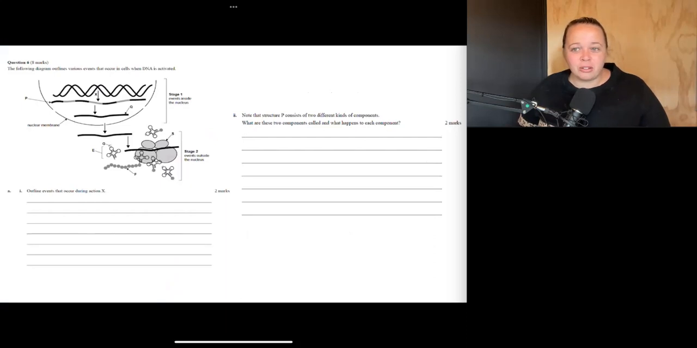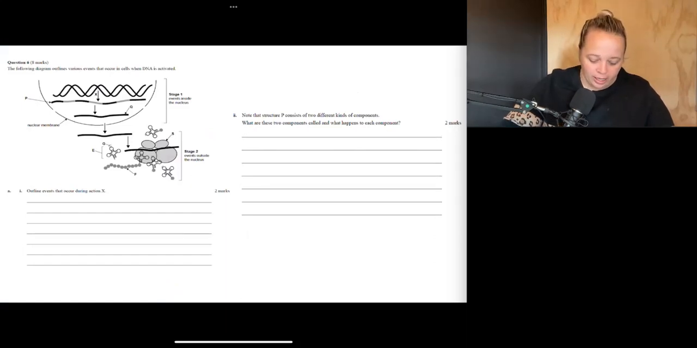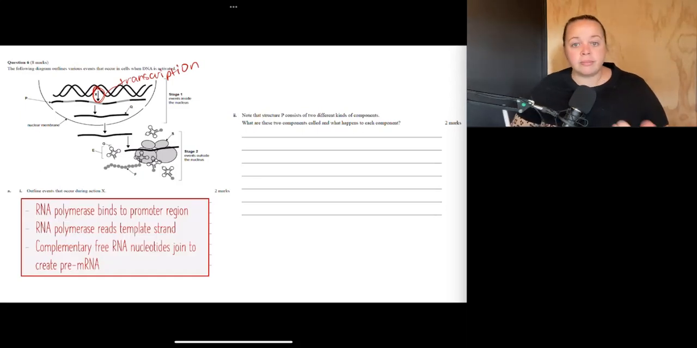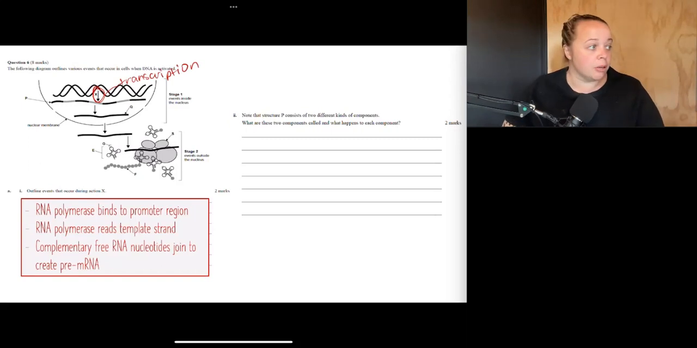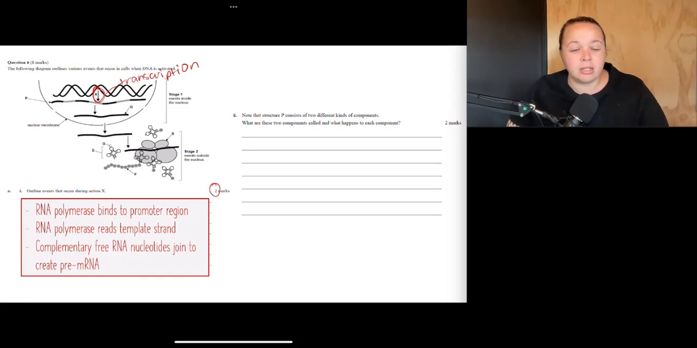So I'm going to go really quickly through these answers. The first one asked you to outline the events that happened during action X. So here is action X. Action X is showing me that we're talking about the process of transcription here. And we're going to outline those events. So straight from our notes, RNA polymerase is going to bind to the promoter region. It's then going to move along the template strand and join together free RNA nucleotides to create pre-mRNA. You could have also mentioned that the DNA was unzipping, but we're only looking at 2 marks. So I like these 3 points to cover everything within that role.